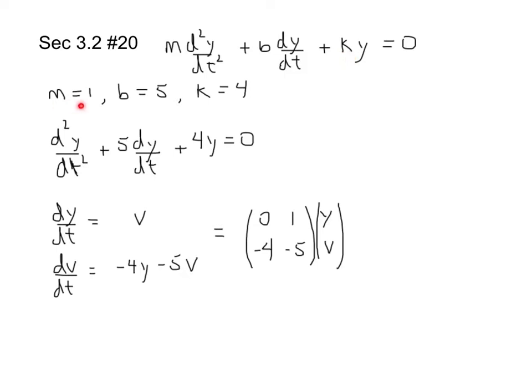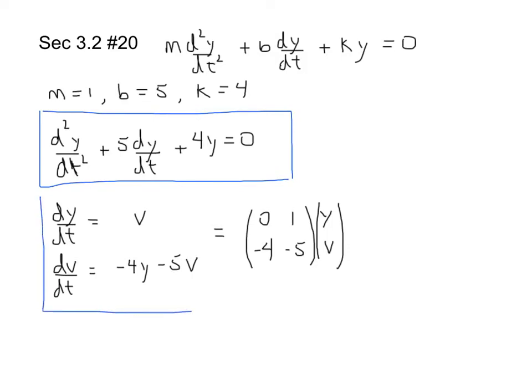We're given m is 1, b is 5, k is 4, and so here is our second order linear differential equation that describes this damped harmonic oscillator. In its system form, it looks like this, and this is the form that we're going to work with, and the coefficient matrix is given by this, okay?